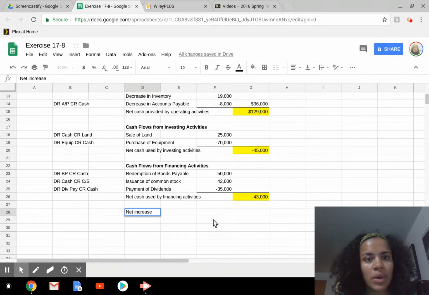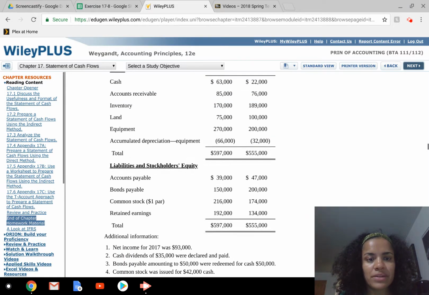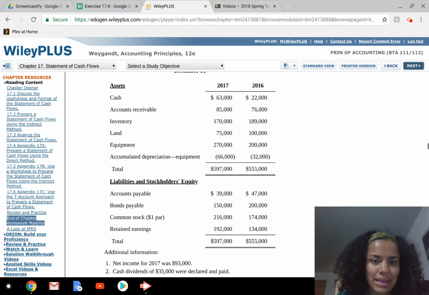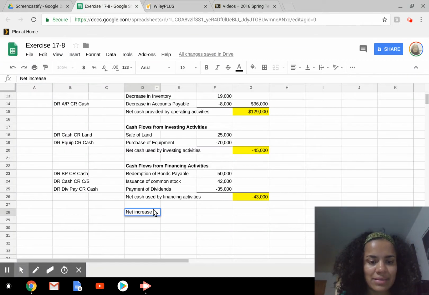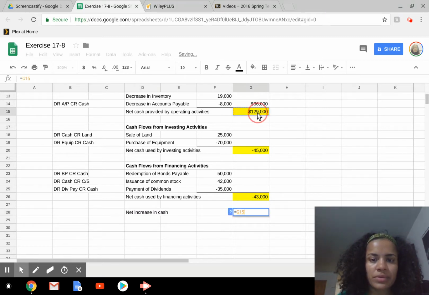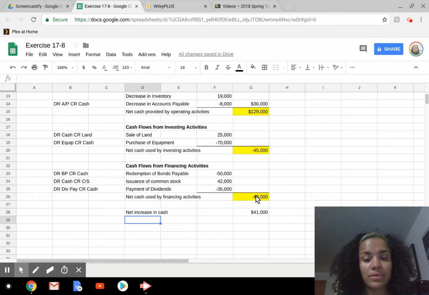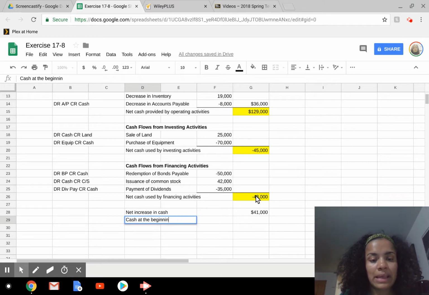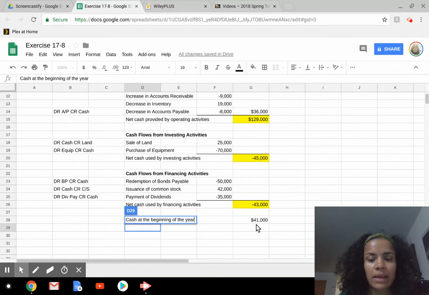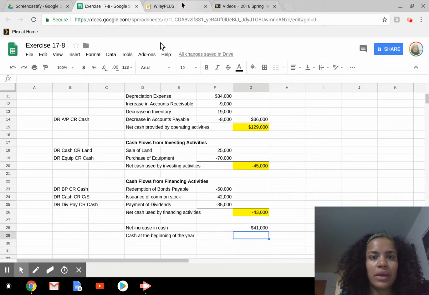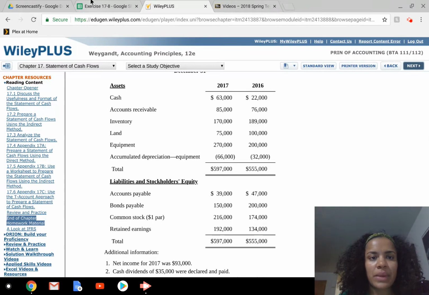And remember, I know that the change in cash is what I'm trying to explain. And since there's been an increase in cash, there's an expectation that this number should be an increase, right? So the net increase in cash. So we're going to take the 129, we're taking the 45, we're taking the 43, and that comes out to 41,000. That should sound familiar because remember, we said that the change was 41,000 for the year. And so now we say cash at the beginning of the year. And for that, you have to go back to your question, and you see that it's 22,000.